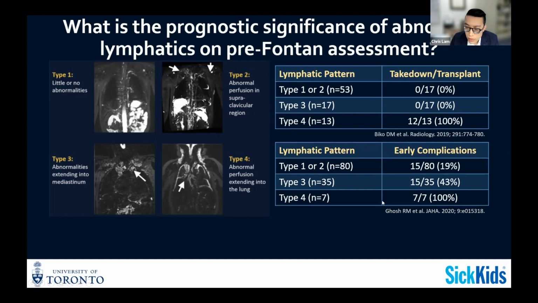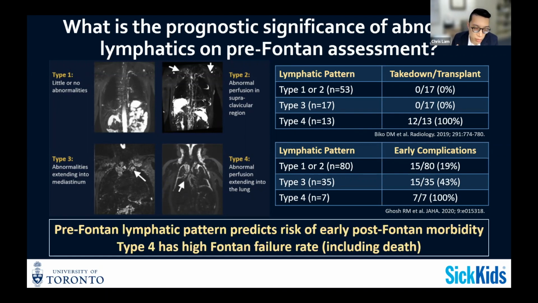They did a follow-up paper which did basically the same thing, looking at not just takedown but more markers of morbidity. Types 3 and 4 had much longer complications, including greater chest tube duration, readmissions, re-intervention either through cath or surgery, need for ECMO, or transplant listing, takedown, or death. So basically, the pre-Fontan lymphatic pattern predicts risk of early post-Fontan morbidity, and type 4 has a really high Fontan failure rate, including death.